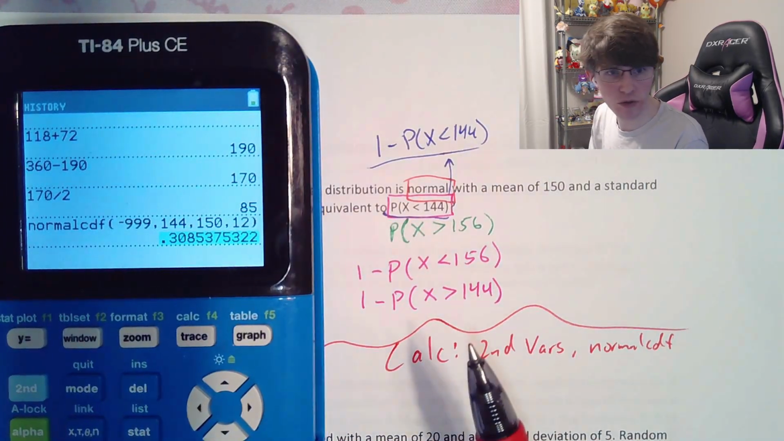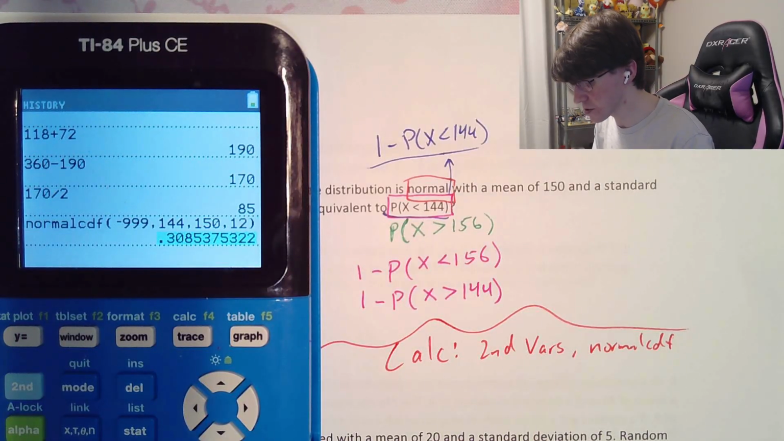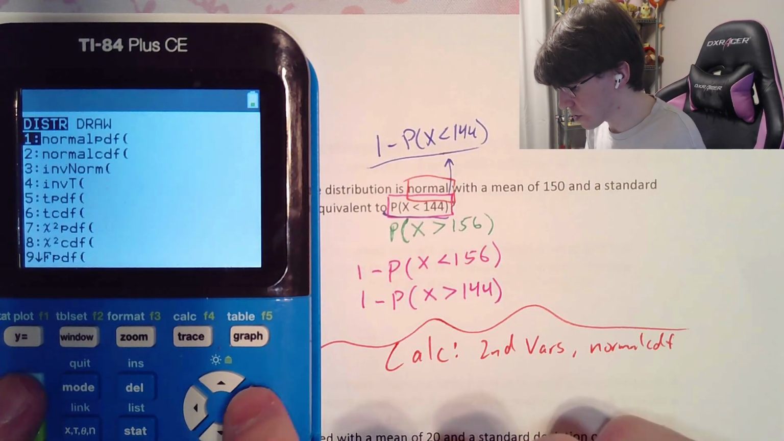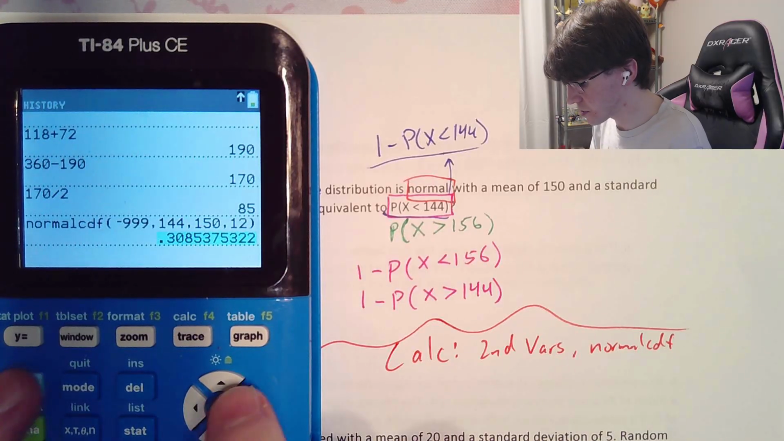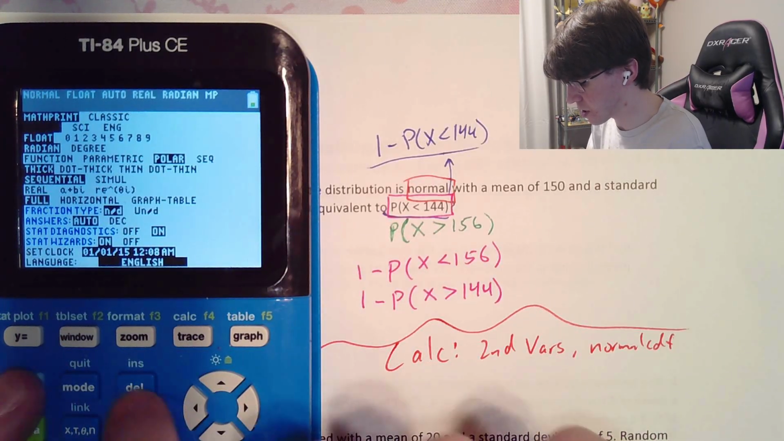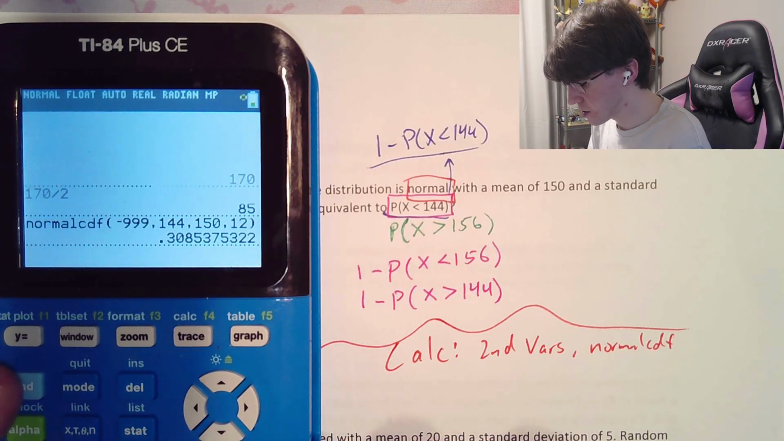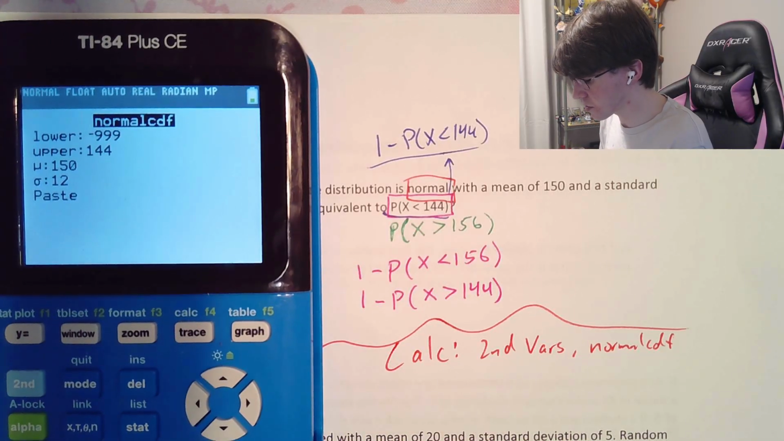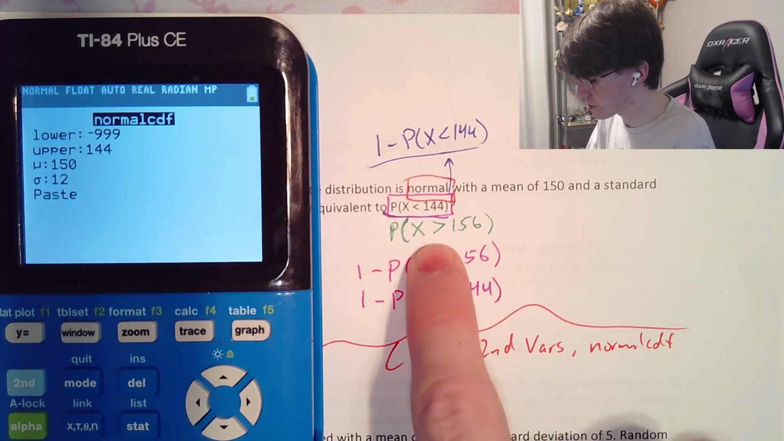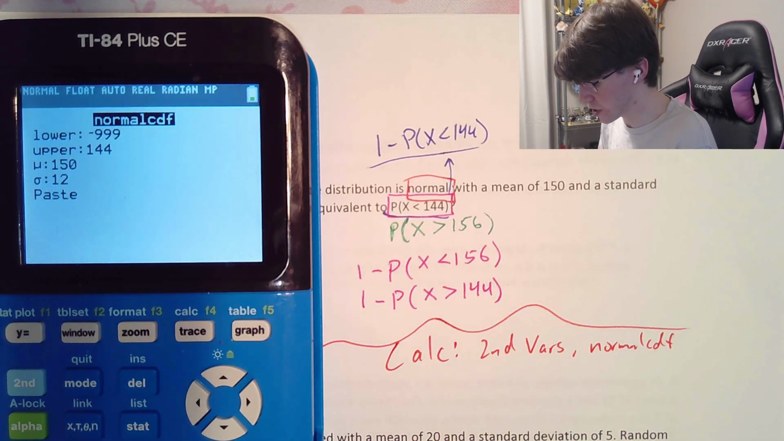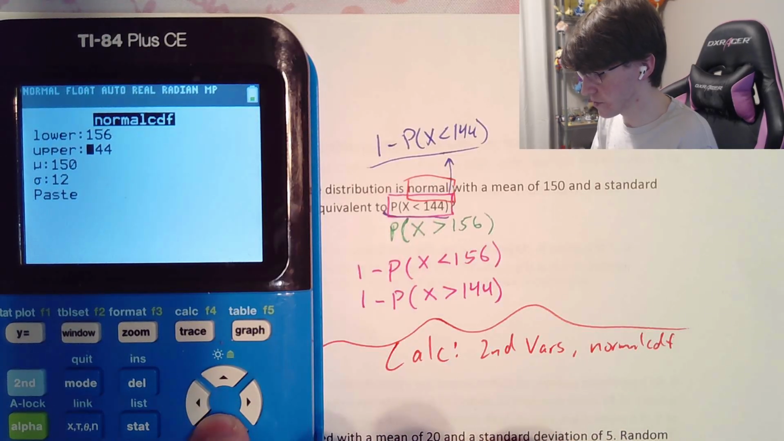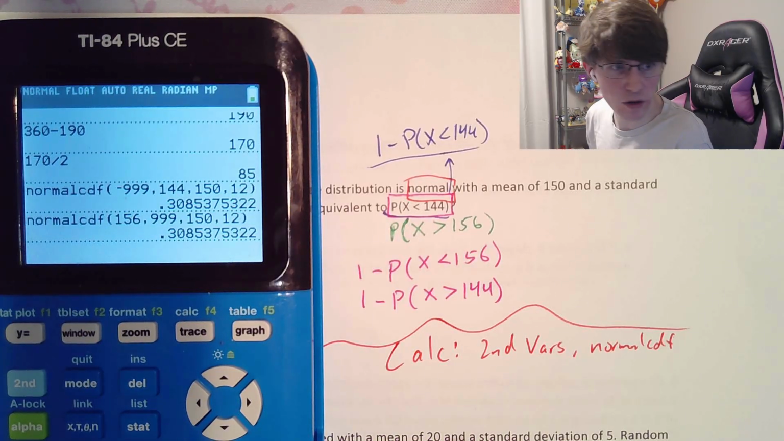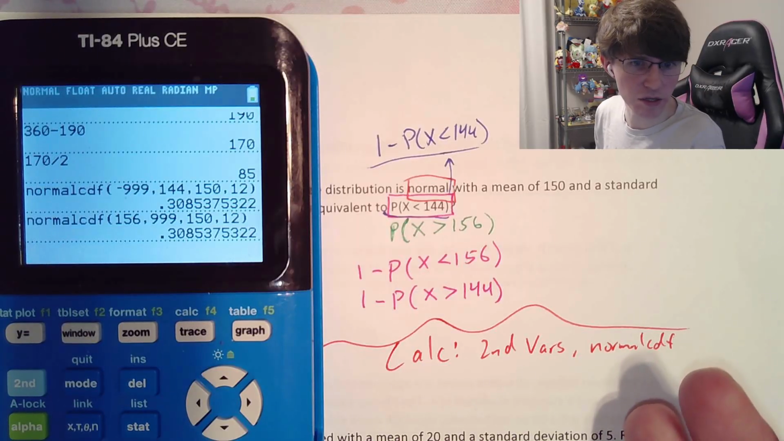So just to show that greater than is in fact equal to it, we'll go second vars, normal CDF. There we go. Normal CDF. There it is. Now we're doing greater than 156 to show it's the same. So our lower is going to be 156. Our upper is going to be like 999. Our middle is still 150 and 12. And we go ahead and calculate it. And sure enough, it's exactly the same value.